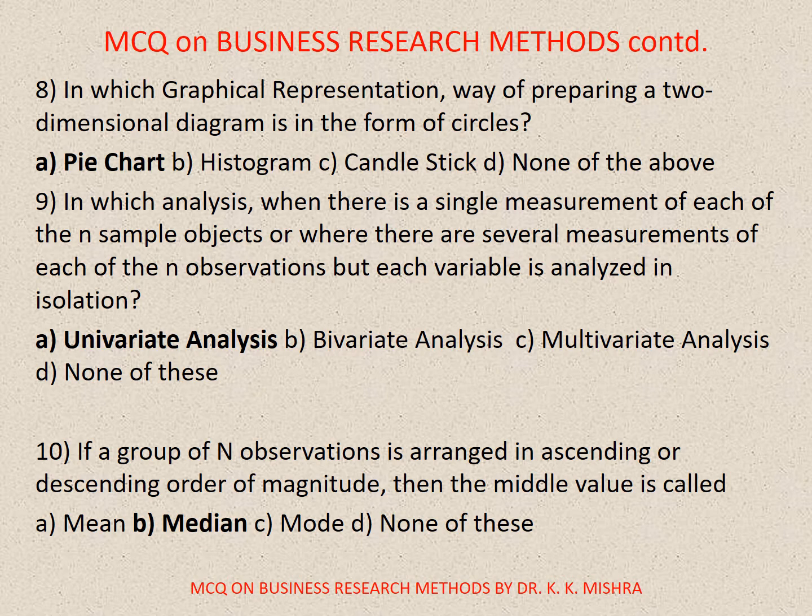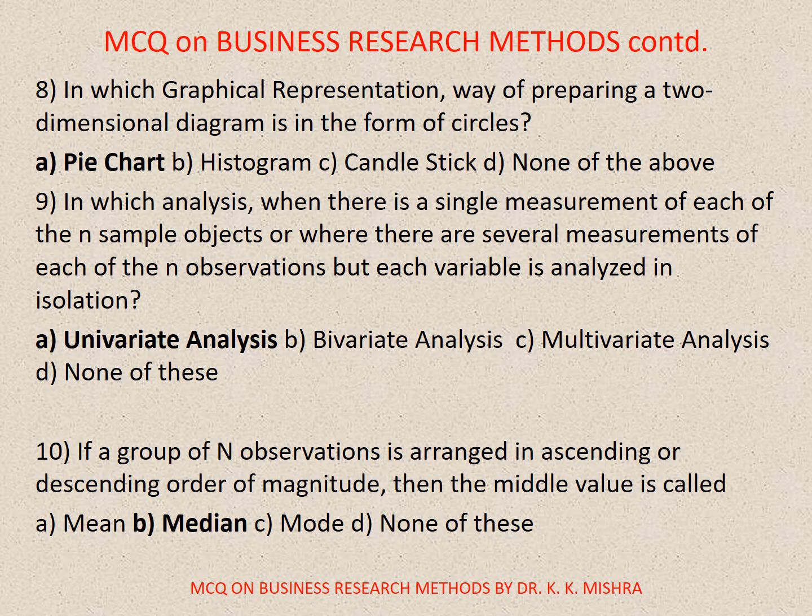Question number 9. In which analysis is there a single measurement of each of n sample objects, or several measurements of each of the n observations, but each variable is analyzed in isolation? Options are A. Univariate analysis, B. Bivariate analysis, C. Multivariate analysis, D. None of these. Correct option is A. Univariate analysis.